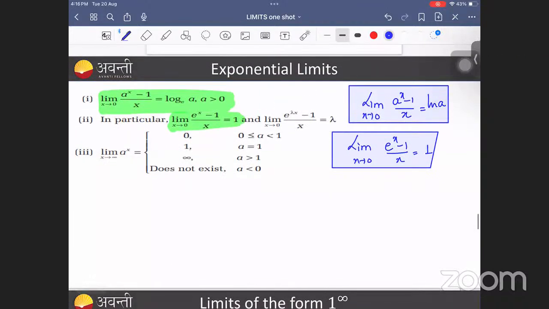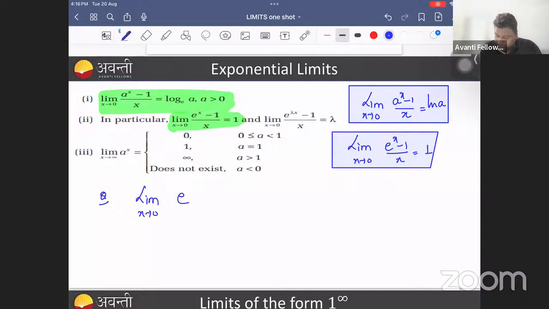Now, let's write a question. Limit x approaches 0, (e to the power tan square x minus 1)/(sin x times sin 2x). Just give it a try. Take a couple of minutes. Take 1 minute only.